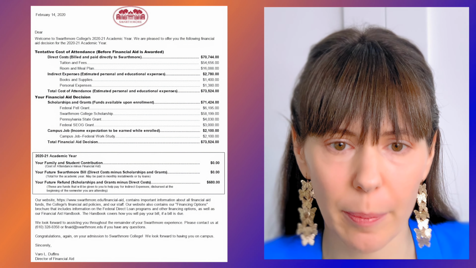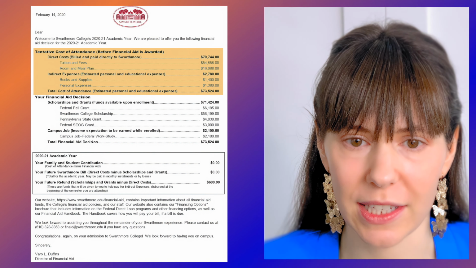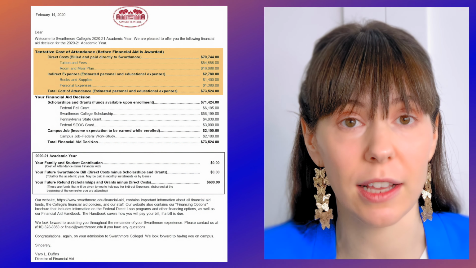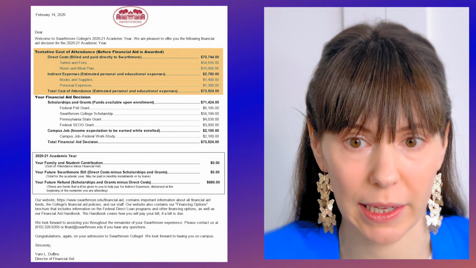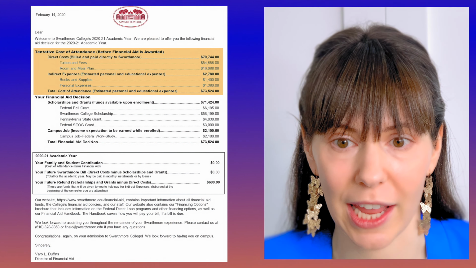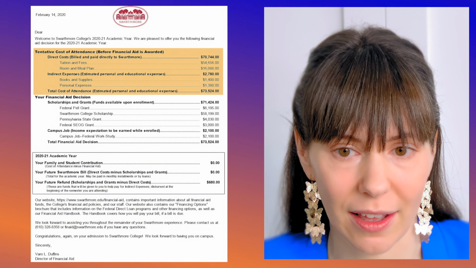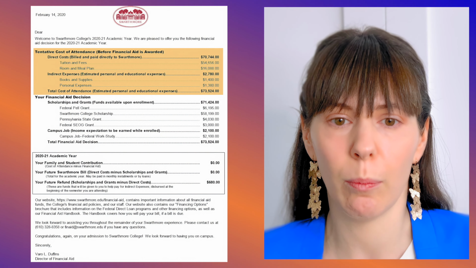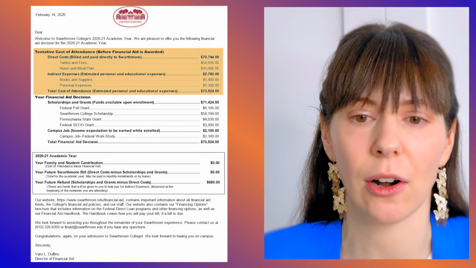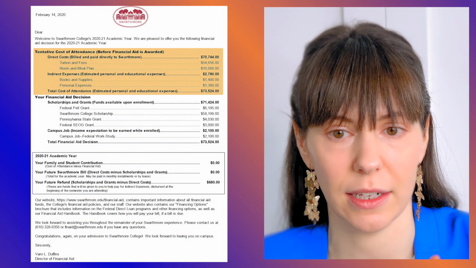So if you look here up at the top, it shows you all of his expenses. It gives him direct cost, which is tuition and fees and room and meal plan, right? And so they lay all of that out, and they're not hiding the ball. They're like, hey, that's $70,000. And then they give him books and supplies and personal expenses, and they add all of that together to get a total cost of attendance.